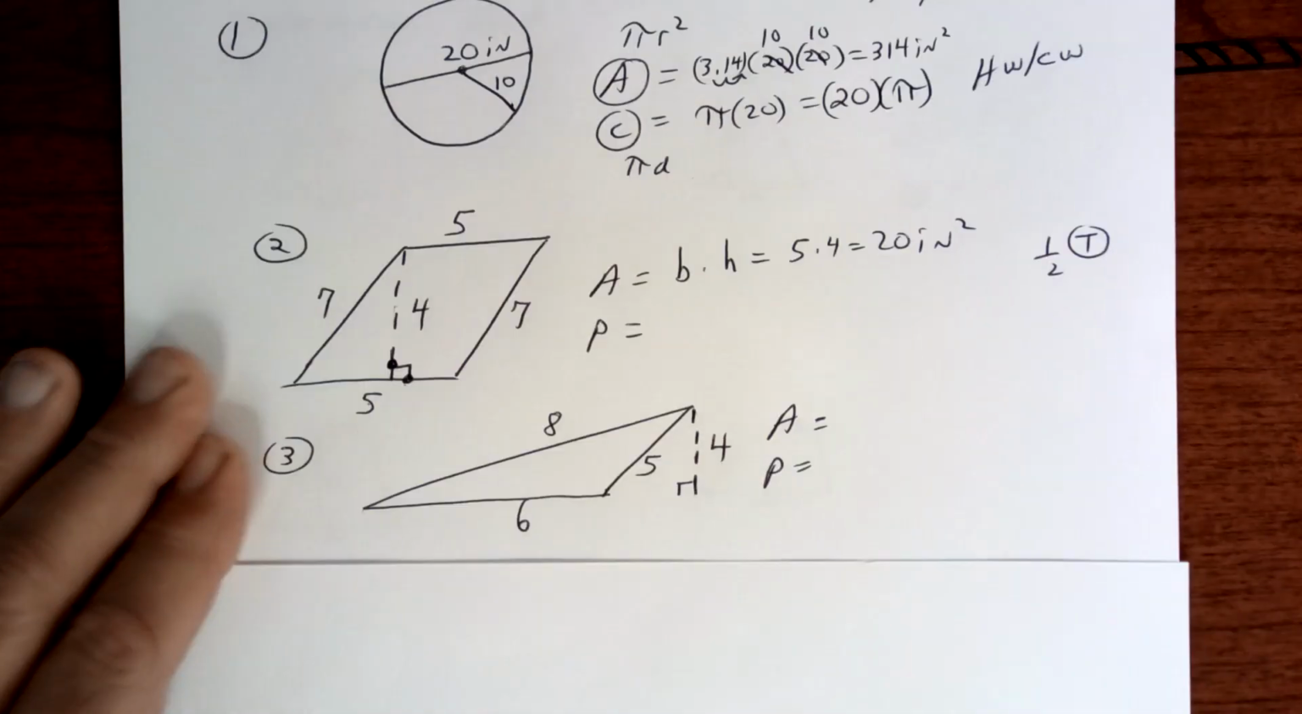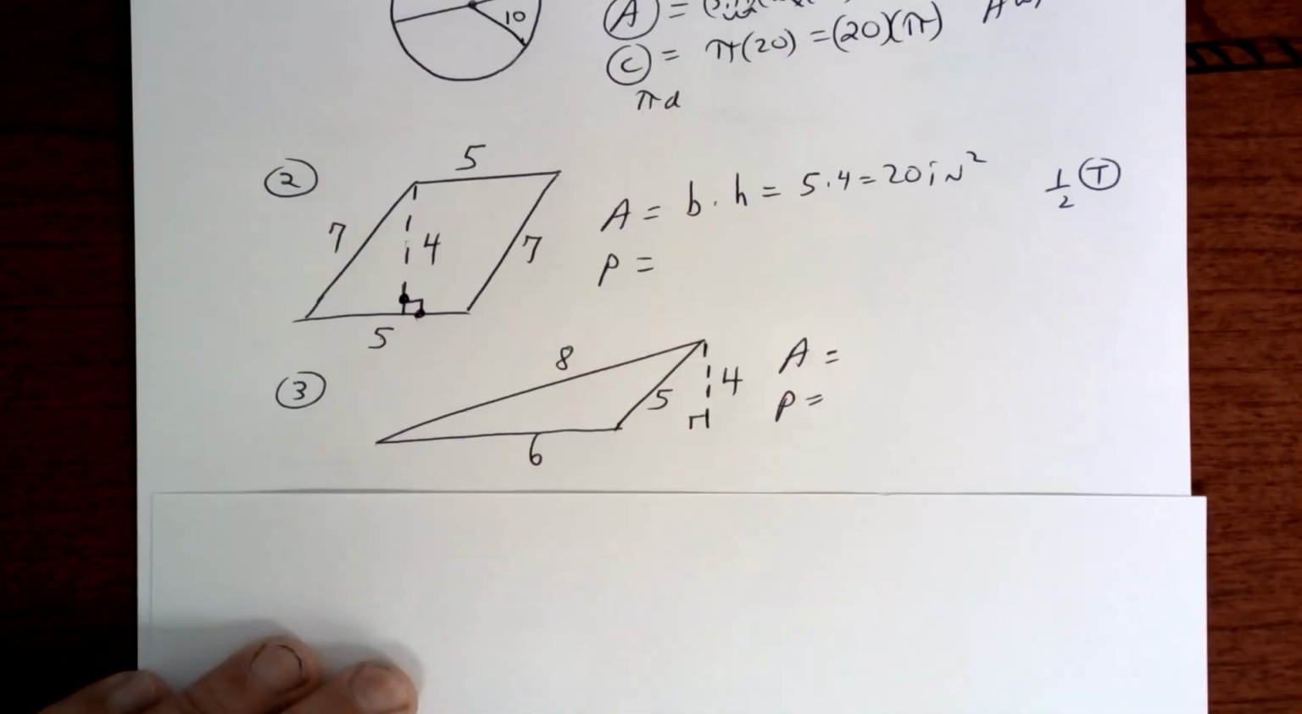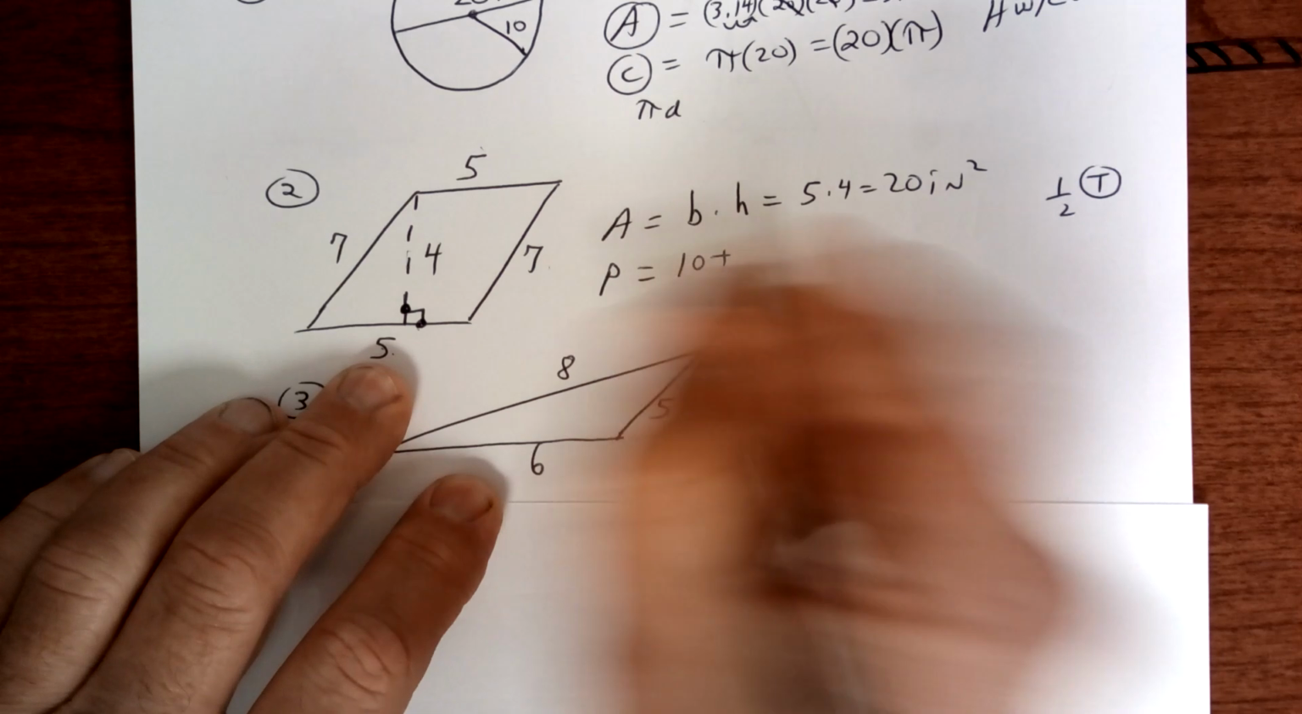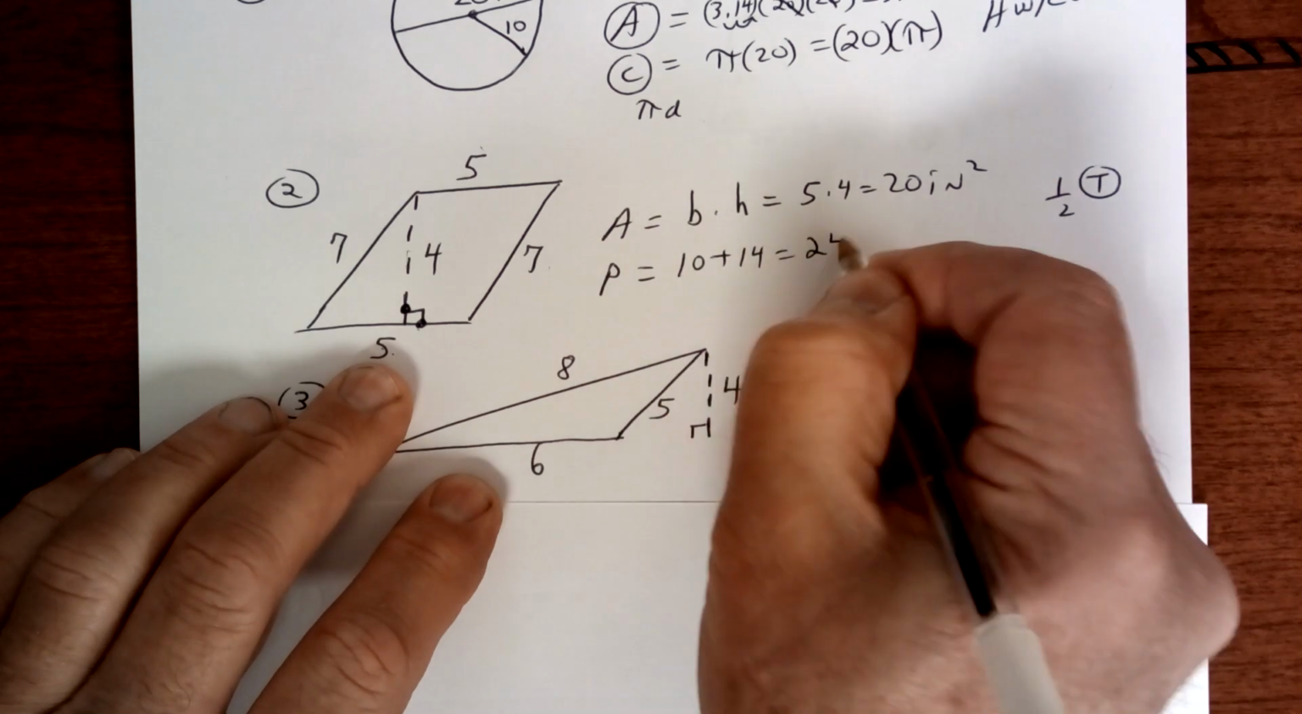This one right here is a triangle. Oh, and perimeter, sorry. It's going to be 5 plus 5 is 10. And 7 is 14. So I'm going to get 24 inches. One dimension.